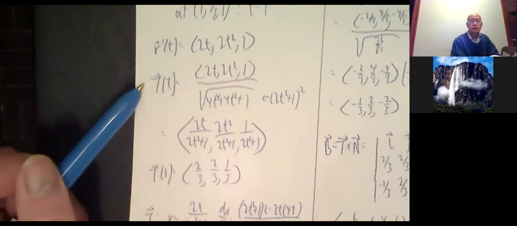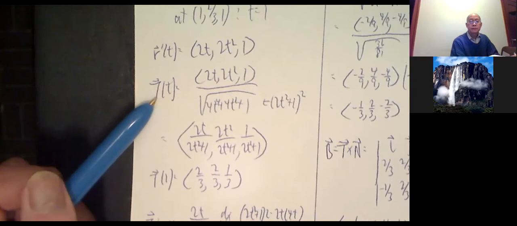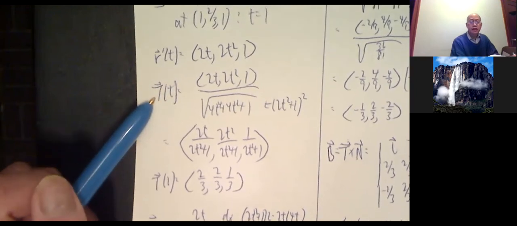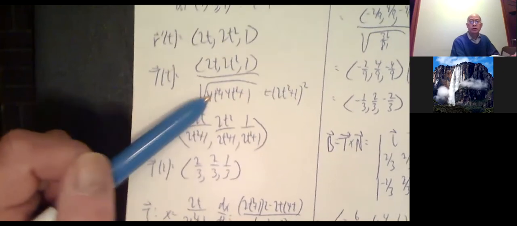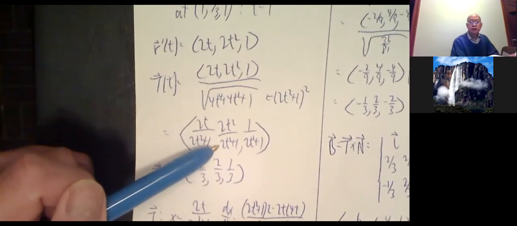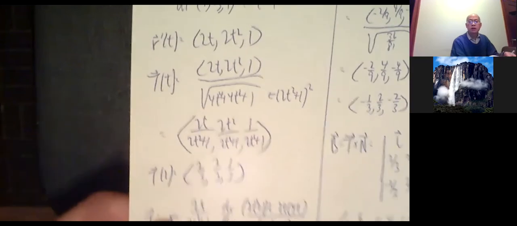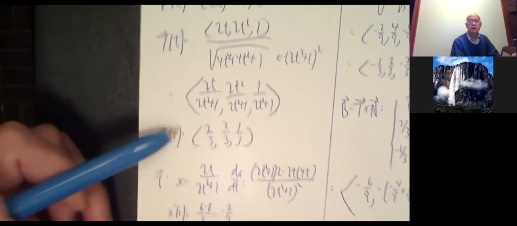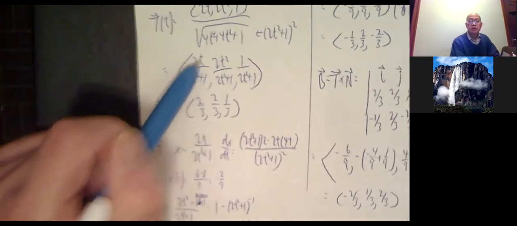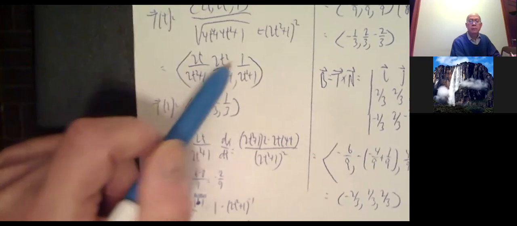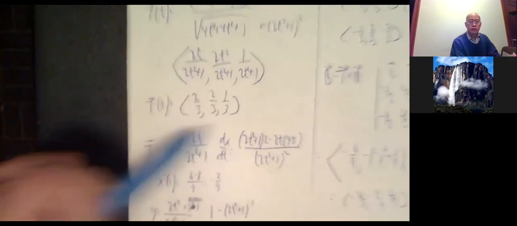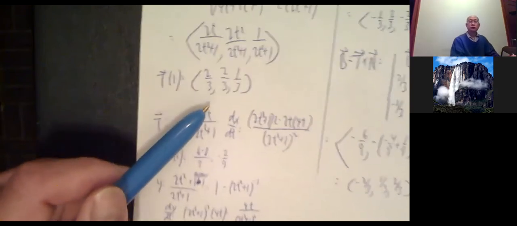So the unit tangent vector T of t, in case you're wondering, capital T is for tangent vector, little t is time. So 2t divided by 2t squared plus 1, 2t squared divided by 2t squared plus 1, 1 over 2t squared plus 1. Now we know that little t is 1, so I plug in 1. Put a 1 there and there, that gives you 2/3. Put a 1 there and there, 2/3. Put a 1 there and there, you get 1/3. So the unit tangent vector is (2/3, 2/3, 1/3).